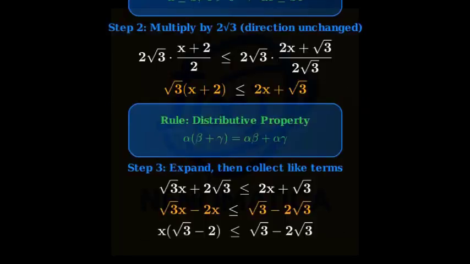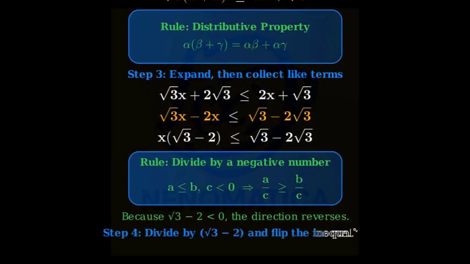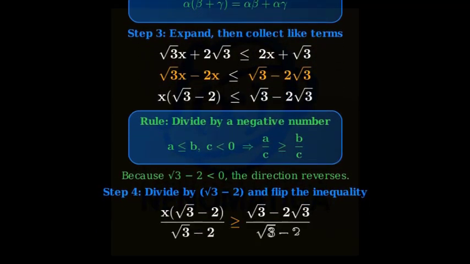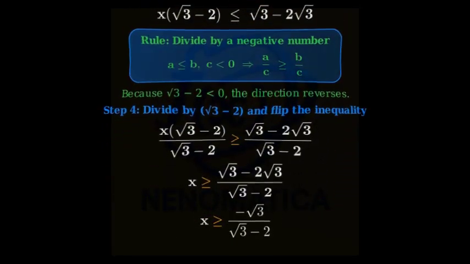Step 4. Divide both sides by the factor root 3 minus 2. Since root 3 minus 2 is negative, the inequality direction reverses. This is explicitly stated in the image.